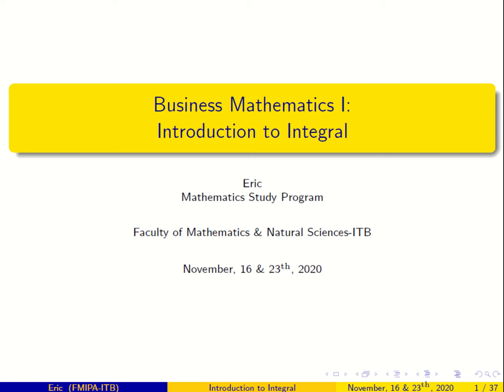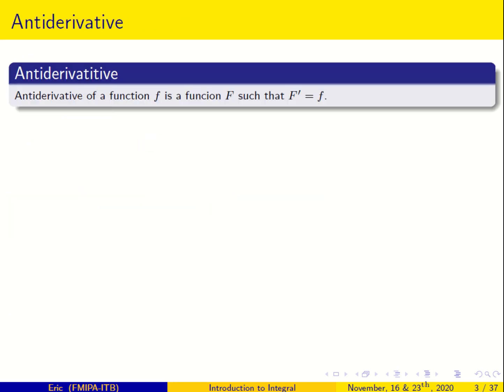So for today, we are going to discuss integral. Let's start with what is meant by the antiderivative. This is the definition of antiderivative. An antiderivative of a function f is a function capital F such that the derivative of capital F is f.